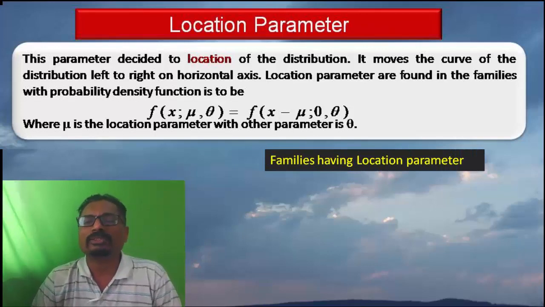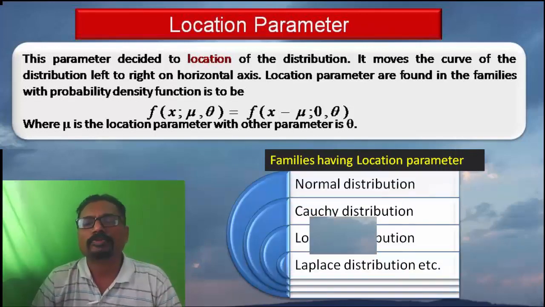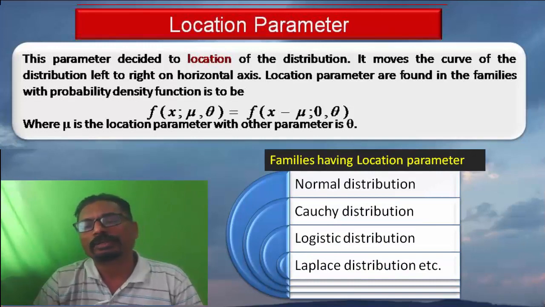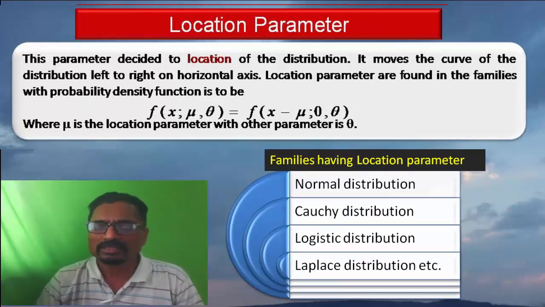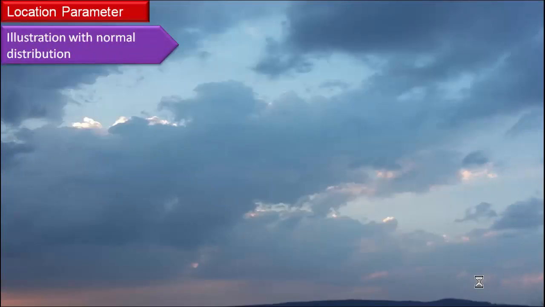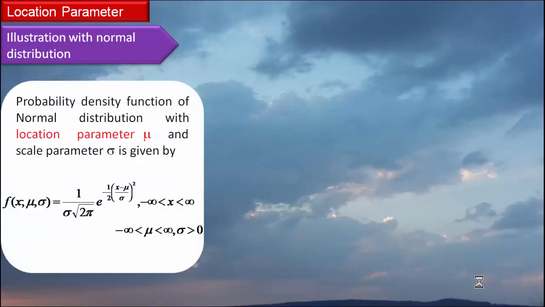Some of the families with location parameters are normal distribution, Cauchy distribution, logistic distribution, Laplace distribution and many other families. We illustrate the concept of location parameter using the normal distribution. We know that the PDF of normal distribution with location parameter mu and scale parameter sigma is given by this. This is the PDF of normal distribution.